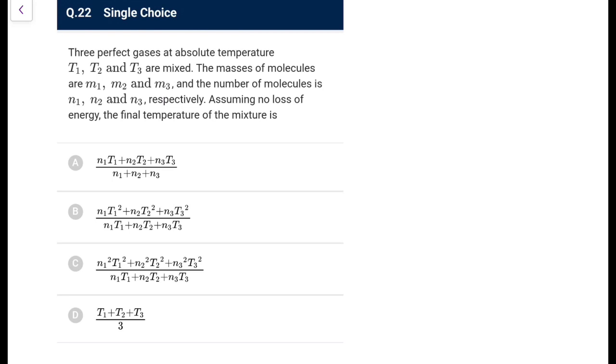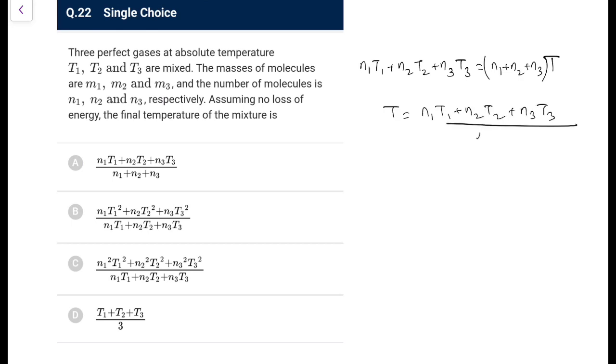So assuming no loss of energy, so energy remains same. So what we have, kinetic energy is 3 by 2 nRT. So what we have, NT product will remain same. So N1 T1 plus N2 T2 plus N3 T3 would be equal to, finally moles would be N1 plus N2 plus N3. R have cancelled already, and that would be T mix. So T would be N1 T1 plus N2 T2 plus N3 T3 over N1 plus N2 plus N3. So that's an easy one for all of you. So go for option A in this case.